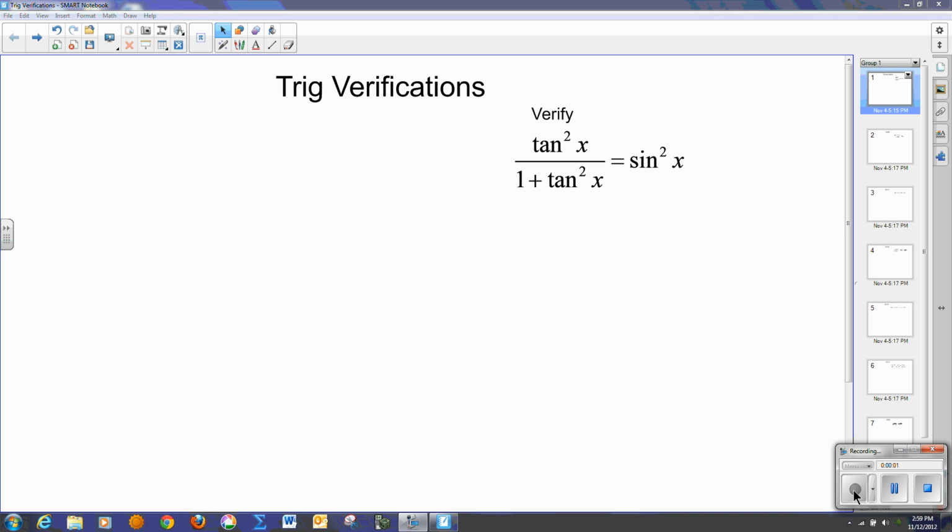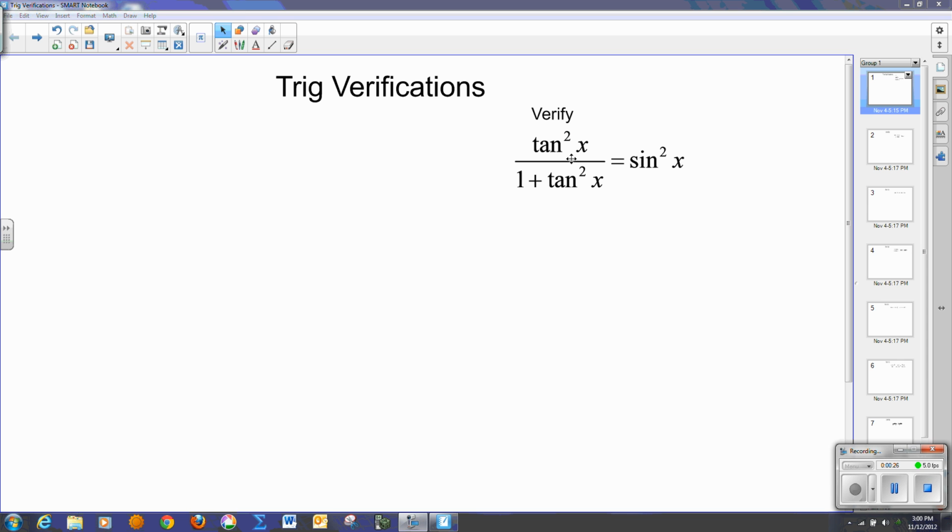So today we're going to talk about trig verifications, and the difference between a verification and an identity, if you will, is that an identity is more of a simplification. Take this expression and break it down so that it's in its simplest form, whereas a verification says, I have this expression and here's what I want it to look like in the end. So let's take a look at our first example.